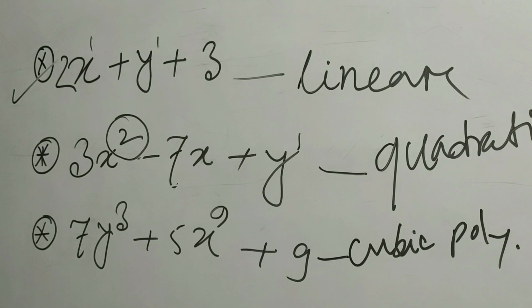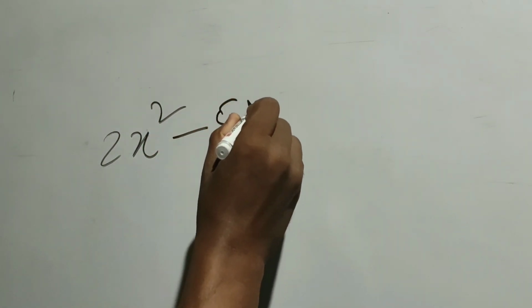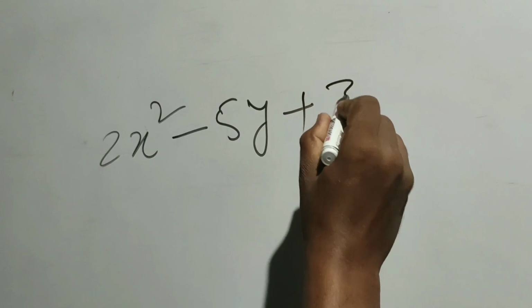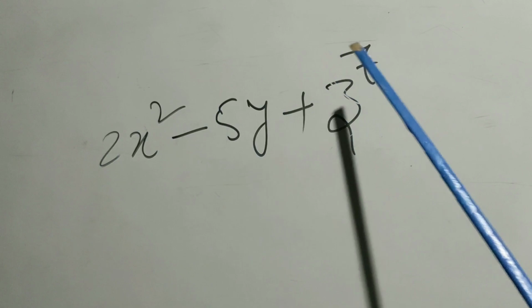Once again, I would like to introduce another term, degree of a polynomial. The highest power of the variable is called the degree of the polynomial. Let us take an example: twice x square minus 5y plus z to the power 7. What is the highest power of the variable here? Definitely 7. So the degree of this polynomial is 7.